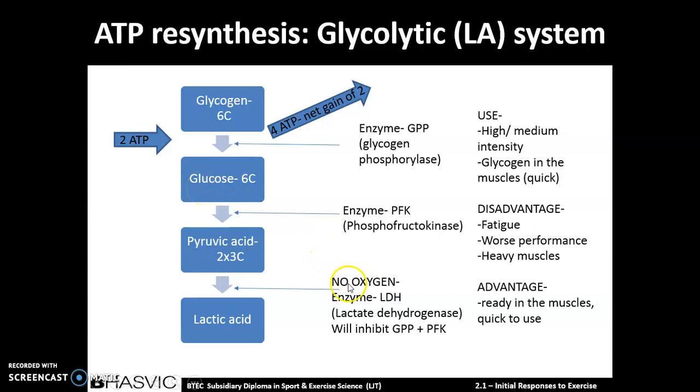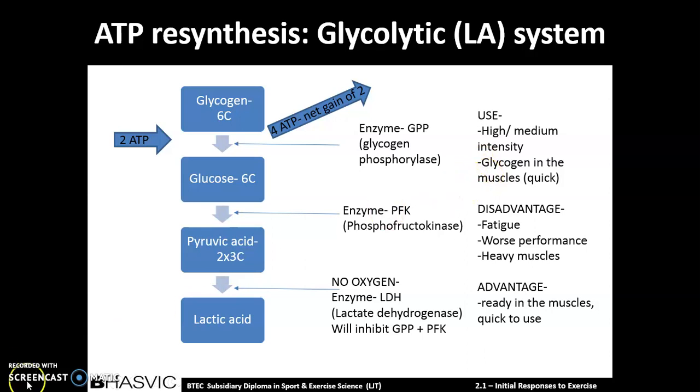If there is no oxygen involved after this point, it's anaerobic, and the enzyme will then convert the pyruvic acid into lactic acid. This enzyme is LDH, lactate dehydrogenase. This will inhibit the GPP and the PFK so that it can no longer last, and after a while the lactic acid will be too much and you'll have to stop. This is used for high/medium intensity.